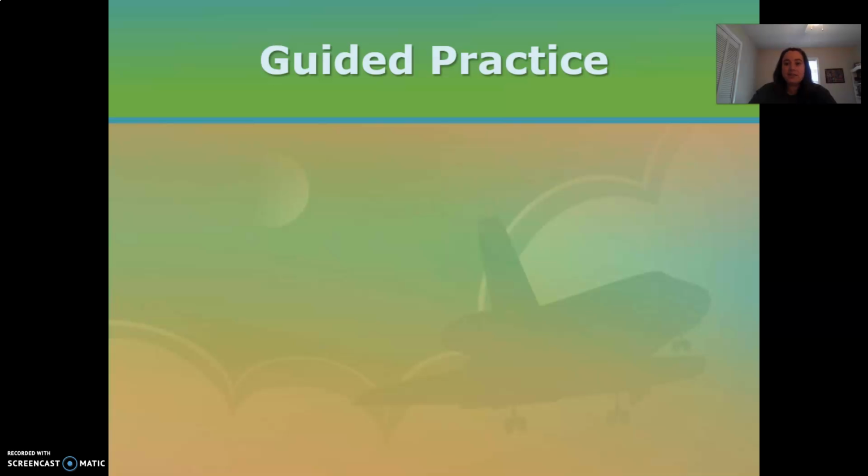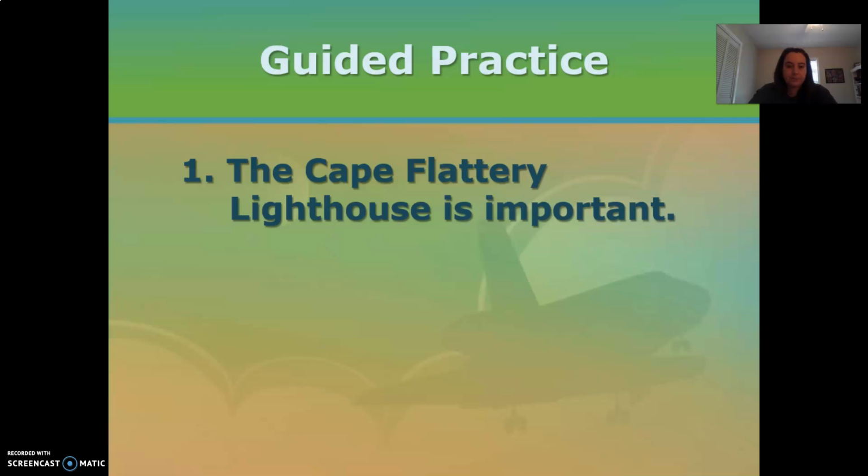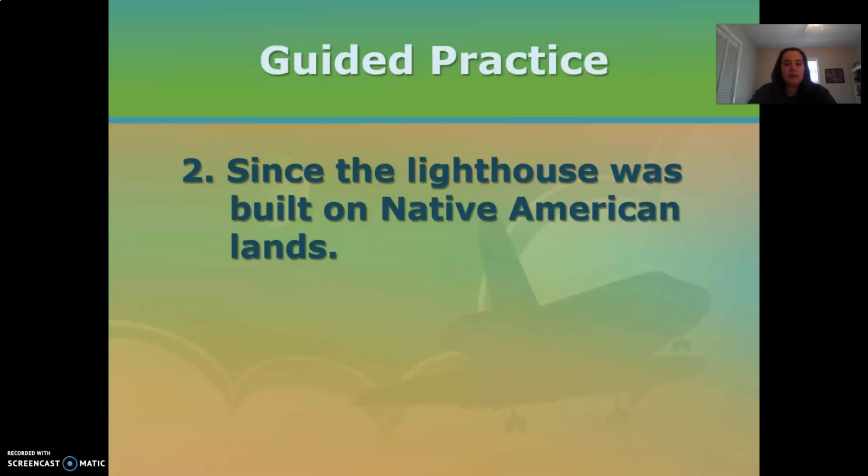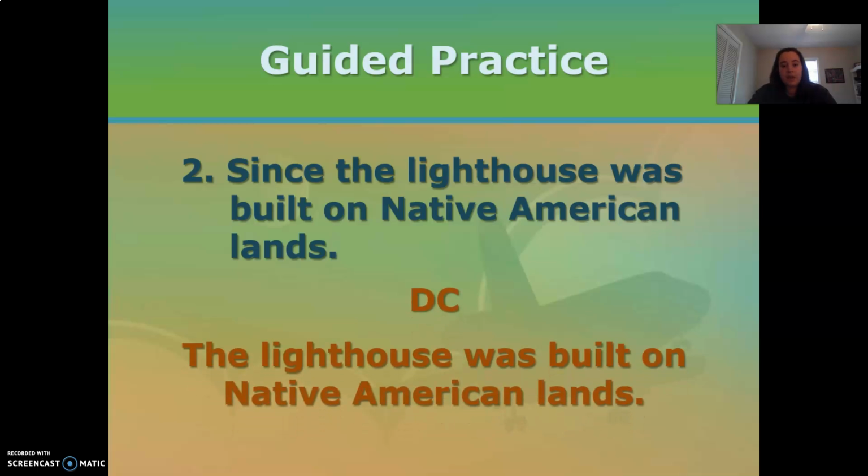So for this section, you have to decide, is it an independent clause or a dependent clause? And if it's a dependent clause, you need to change it so that it can become an independent clause by removing the joining word. So the Cape Flattery Lighthouse is important. Independent clause. Doesn't have a joining word. It's a complete thought. Number 2, since the lighthouse was built on Native American islands, that's a dependent clause. So let's remove the word since. The lighthouse was built on the Native American islands. You need to rewrite the sentence. Don't be lazy and just cross it out. Do the work and rewrite that sentence.